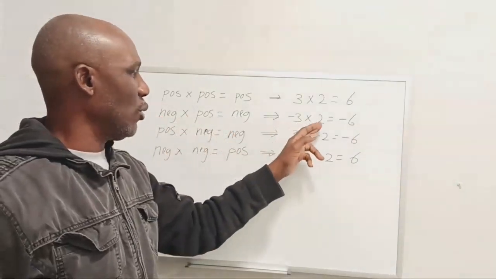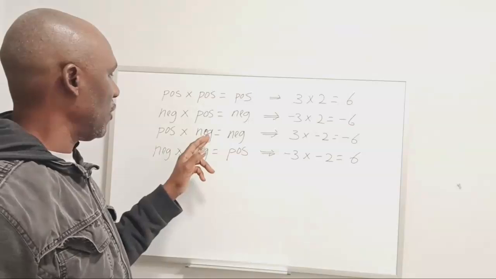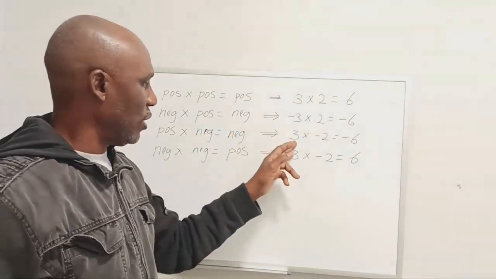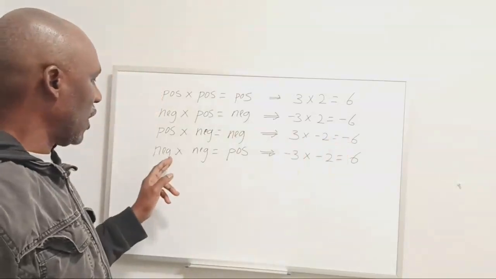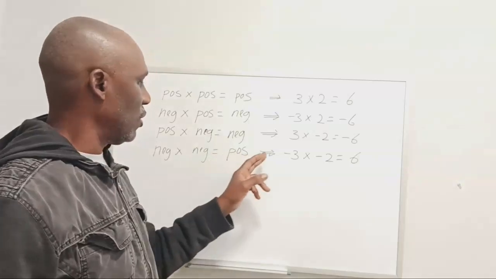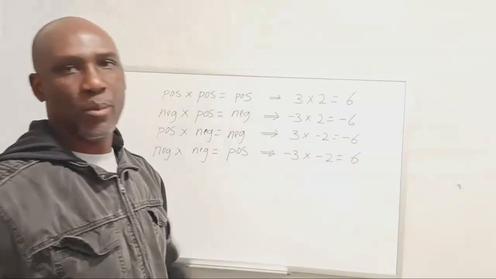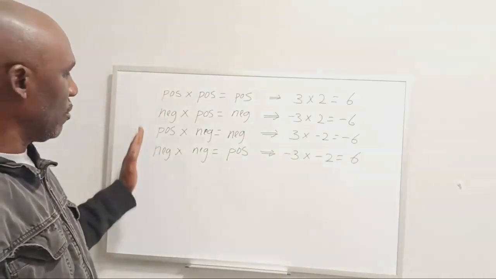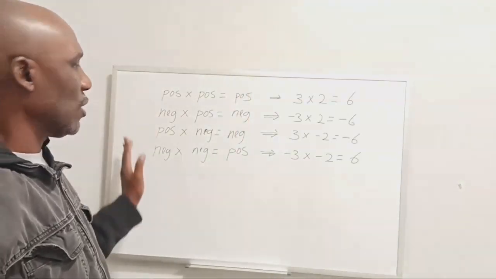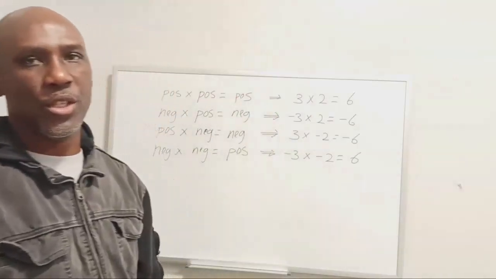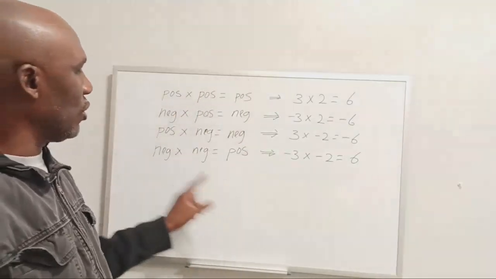Negative 3 times 2 is negative 6. Here you see positive times negative is negative, of course. 3 times negative 2 equals negative 6. And negative times negative equals positive. Negative 3 times negative 2 equals 6, positive. So if you keep all these rules in mind, write them down if you want to. This is how you solve all these problems. It's just simple. It doesn't matter with what number, as long as you follow these rules, you can solve them.